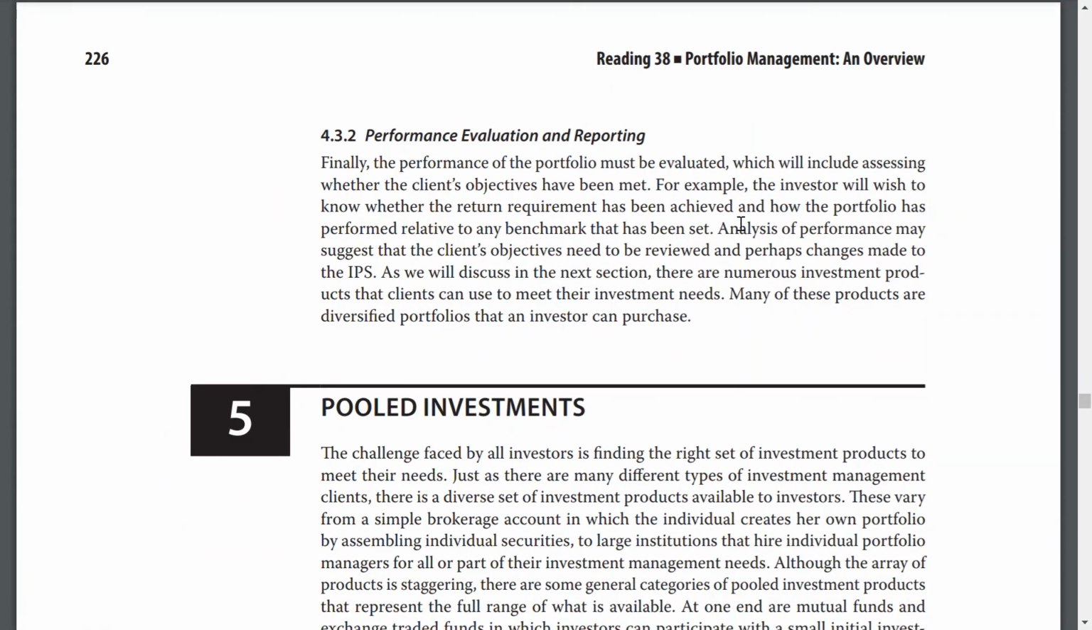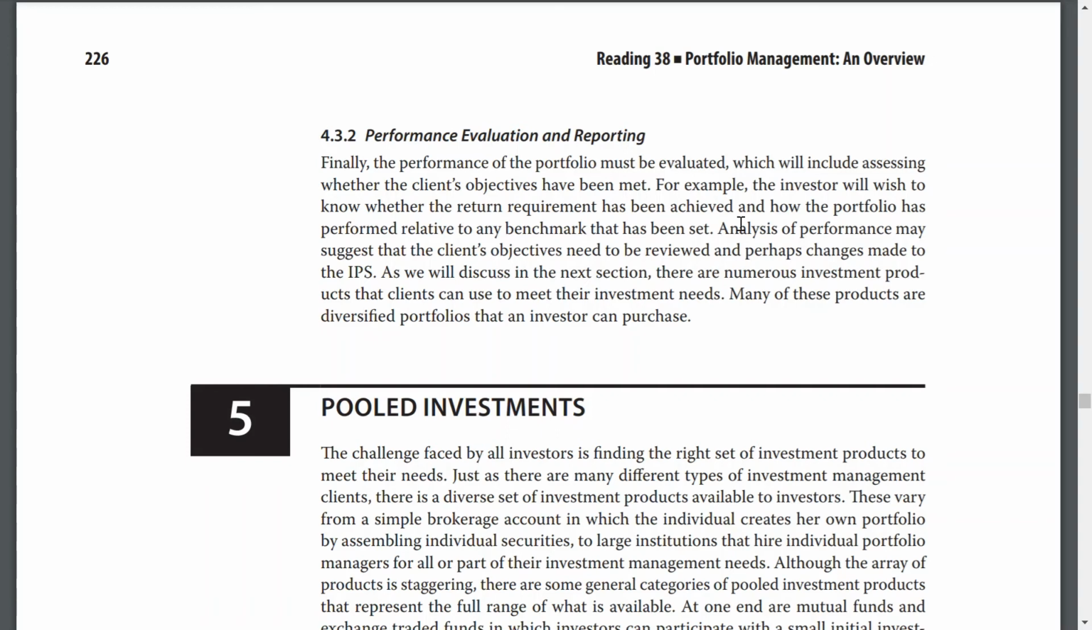Performance evaluation and reporting. Finally, the performance of the portfolios must be evaluated, which will include assessing whether the client's objectives have been met. For example, the investor wishes to know whether the required returns have been achieved and how the portfolio has performed relative to any benchmark that has been set. Analysis of performance may suggest that the client's objectives need to be reviewed and perhaps changes made to the IPS, as we will discuss in the next section.